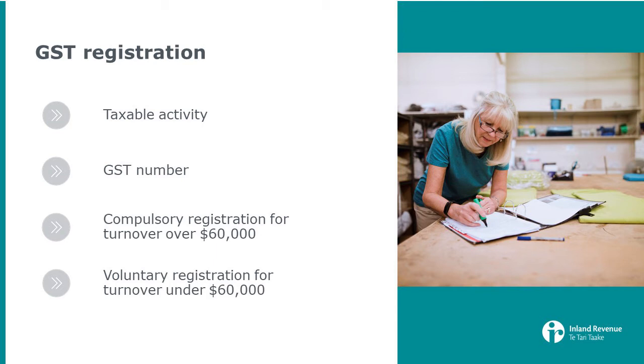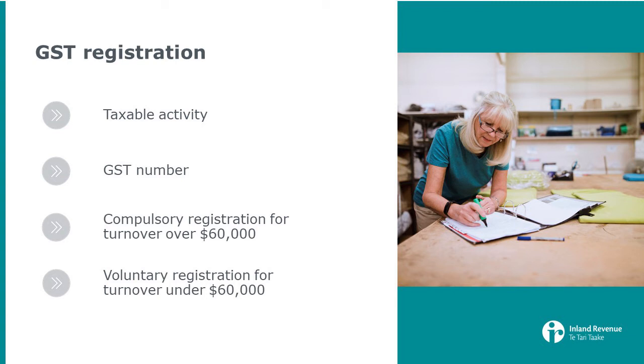$60,000 turnover for the year averages to $5,000 per month. If your sales are consistently $5,000 or more per month, then you must register for GST. You can voluntarily register if your sales are under $60,000, as long as you have a taxable activity. If most of your customers are GST registered, then they'll probably like it if you are.